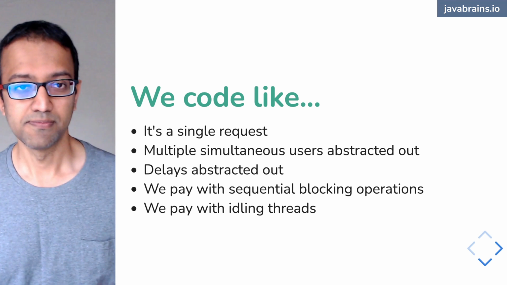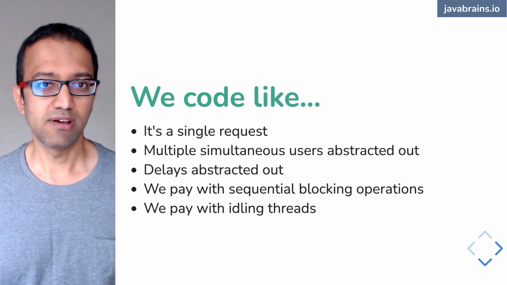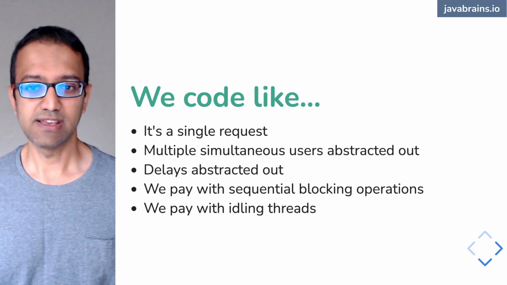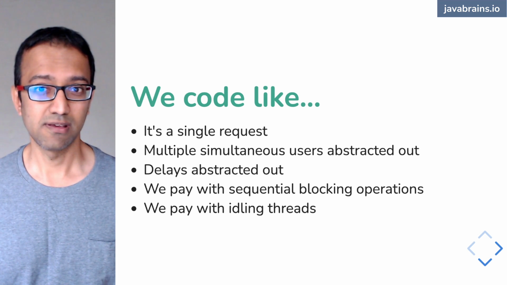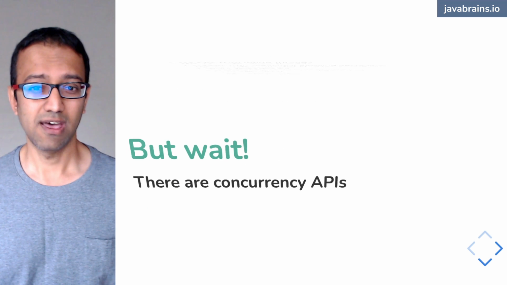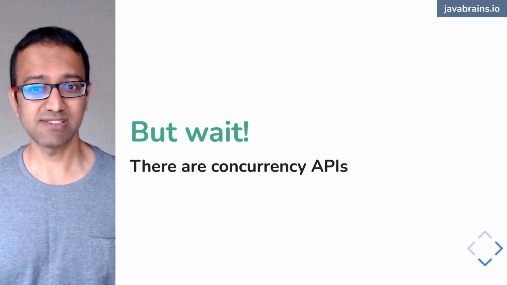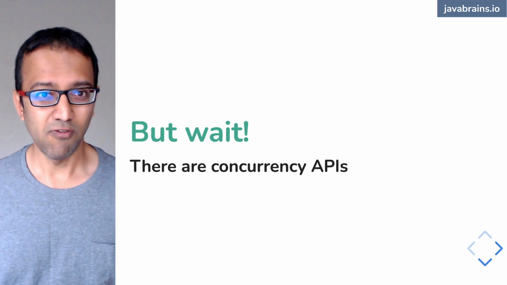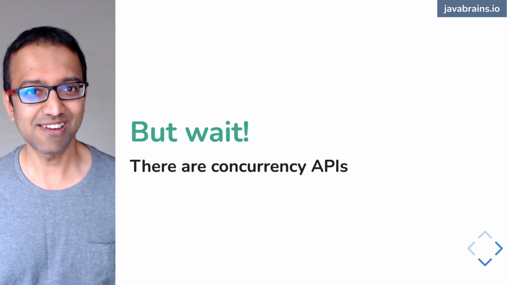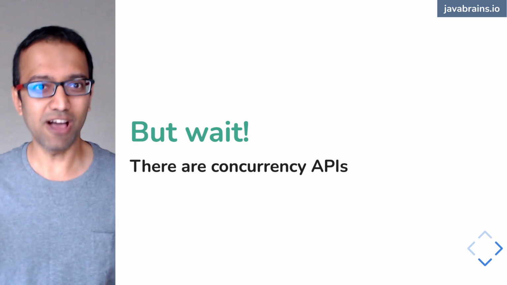There's a problem. So let's say we want to minimize this. We want to have things in parallel. How do we do it? Is reactive programming the only way? No, hang on. We have concurrency APIs in Java, don't we? We've been having that for so long. Why do blocking when you have concurrency APIs? Okay, why block?